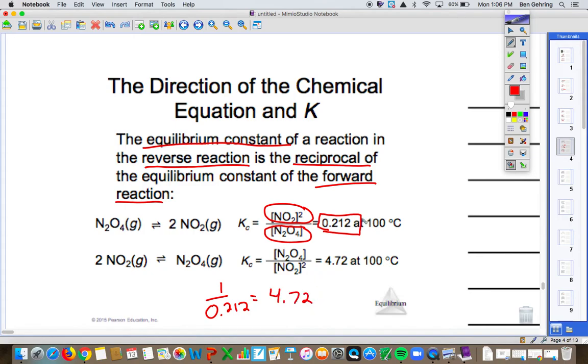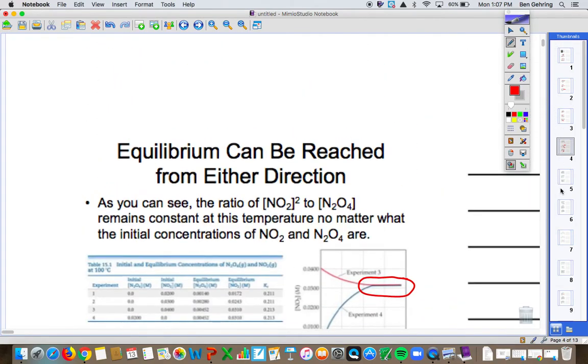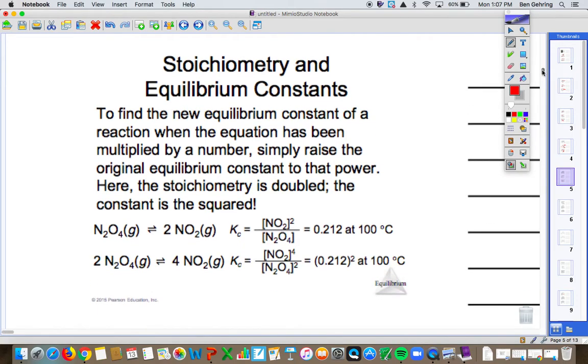4.72. What this is telling you is that in this reaction, you have a lot of N2O4 and very little NO2. Same thing down here, because this is way bigger than 1. We have a lot of product, N2O4, and very little reactant, which is NO2 in this case. But this is equilibrium constants and expressions. And this is going to be where we end off. So we'll get through these couple slides and then we'll end off.